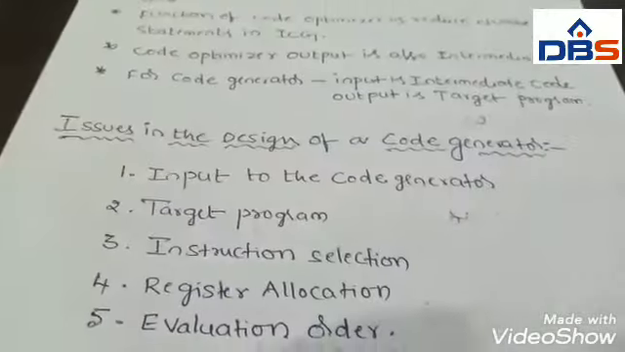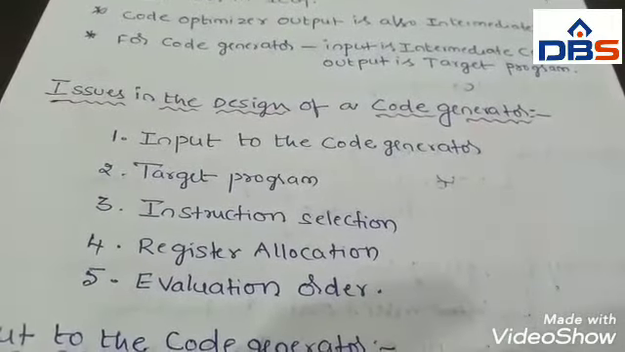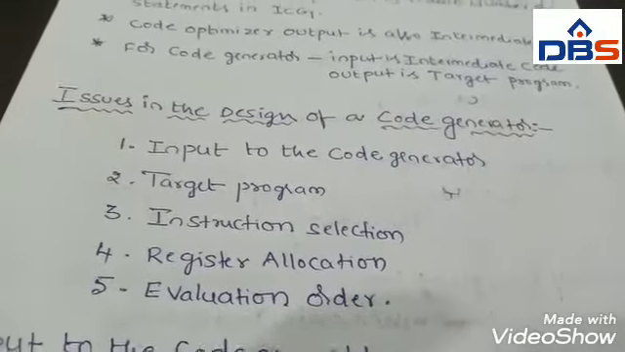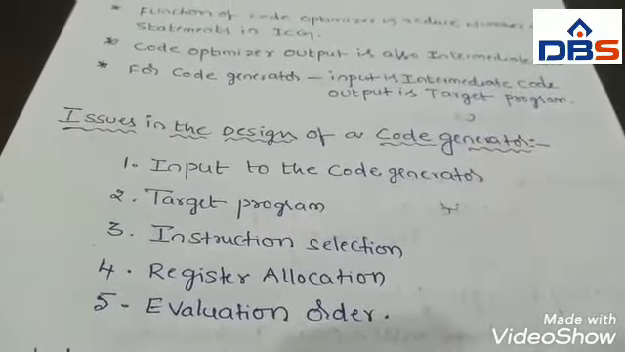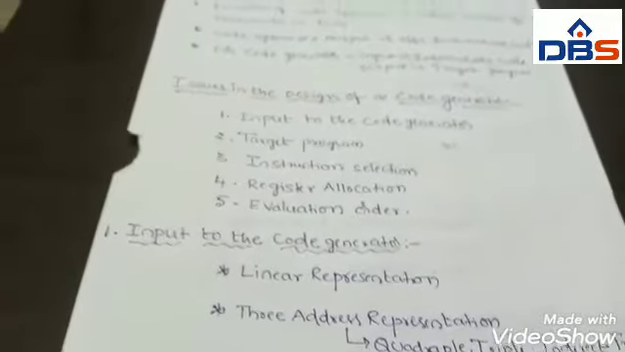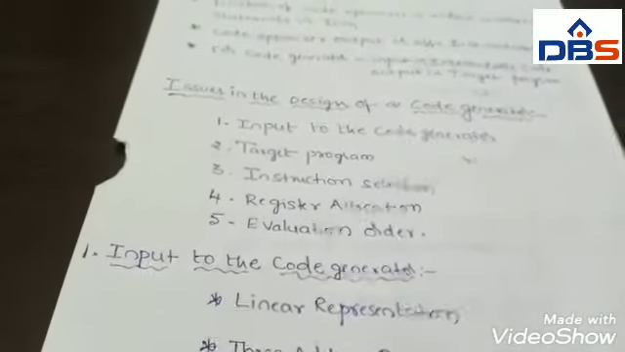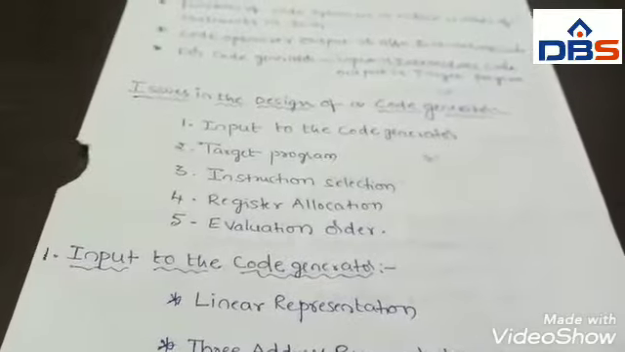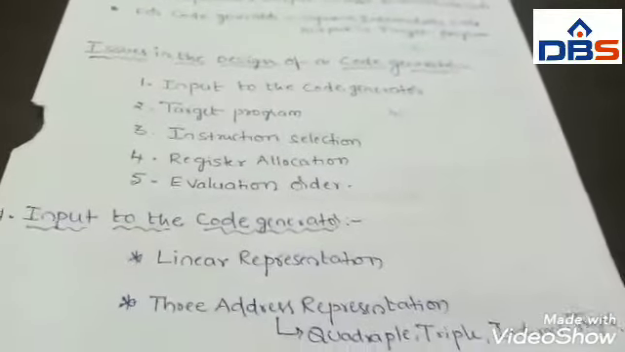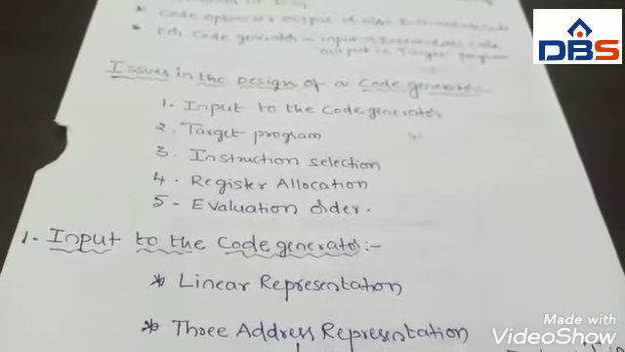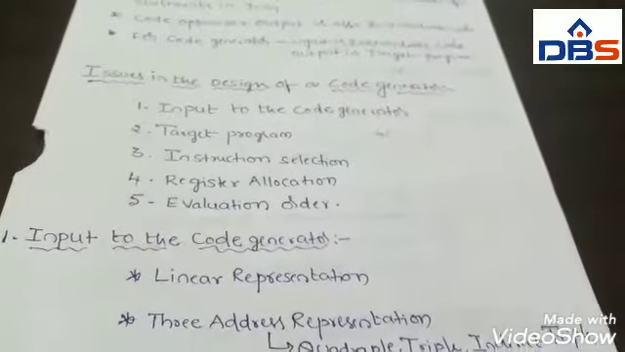First one is input to the code generator. Next is target program. Next is instruction selection. Next is register allocation. Next is choice of evaluation order. Taking the first one, input to the code generator: as we know, the input to the code generator is intermediate code. The intermediate code may be a linear representation, a three address representation, or a graphical representation.